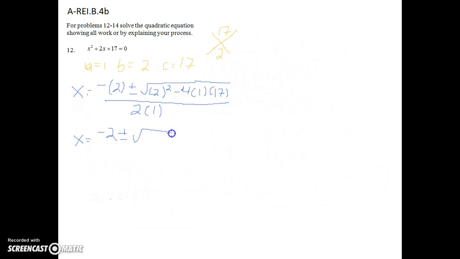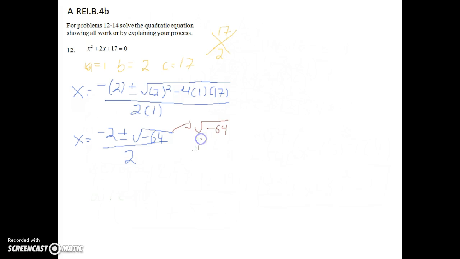For the square root, put everything inside the square root into a calculator. Makes our lives a bit easier. This would give us negative 64, all divided by 2. So we're going to simplify that square root of negative 64.